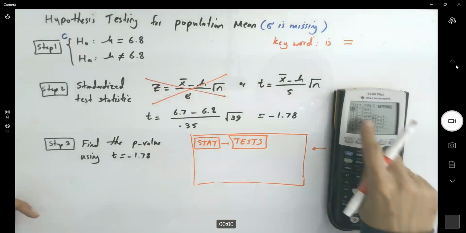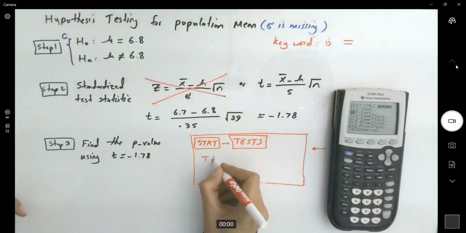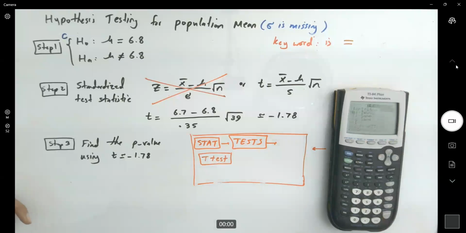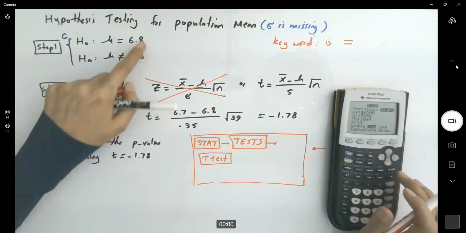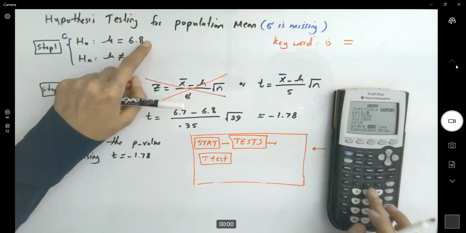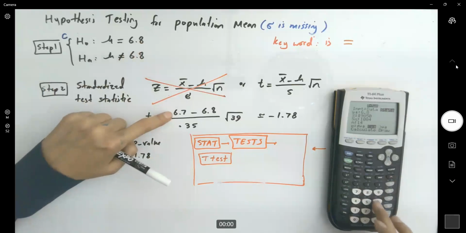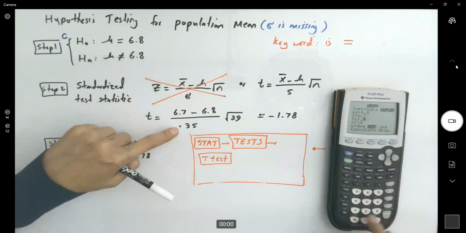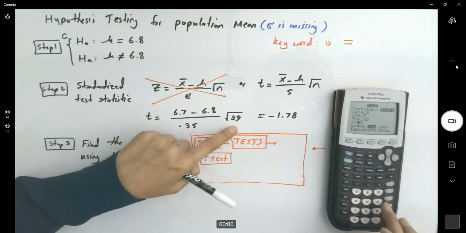Okay. And here you're going to select t-test. In your t-test, let's see. We don't have the actual data. We have the statistics of the sample. What is the mean? 6.8. What is x bar, the sample mean? 6.7. What is the sample standard deviation? 0.35. What is n, the sample size? 39.